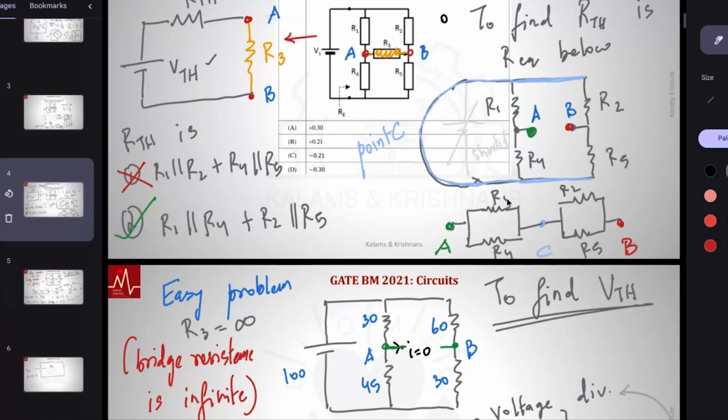Notice, R1 is parallel to R4, and that is in series with R2 parallel R5. Can we do R1 plus R2 parallel R4? No, R2 is not parallel to R4, because R4 is between A and C, and R2 is between B and C. A and B are two different points. You cannot do that. It's a fair general question, but there is only one correct equivalent, and that is option 2 that I gave.